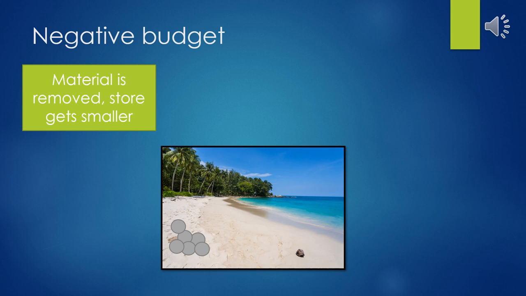Negative budget. So if a positive budget is where the store gets bigger, a negative budget is where the store gets smaller. So you can see again through my little mechanism diagram, every time the wave hits, it takes away material, so the store is getting smaller and smaller and smaller. So negative budget, store gets smaller.